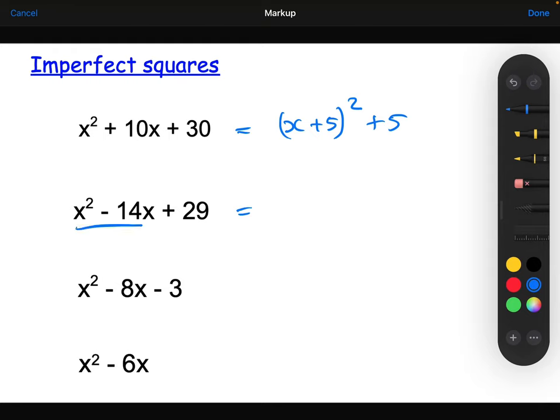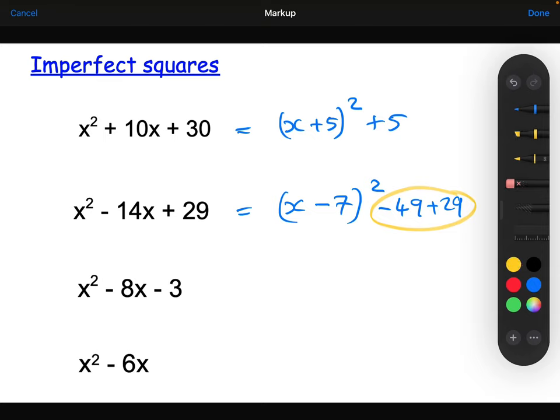Next, the perfect square that goes with x squared minus 14x is x minus 7 all squared. But that gives me a 49 that I don't want. I only want 29. The minus 49 plus 29 is minus 20. The minus 7 squared is 49. 49 minus 20 is 29.